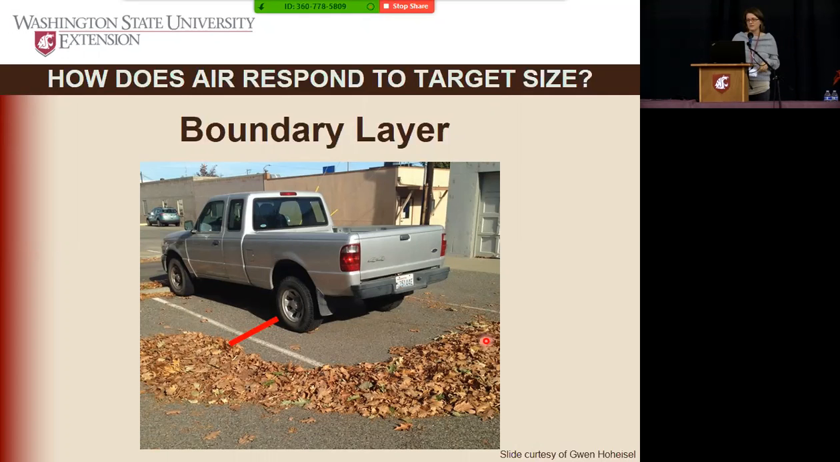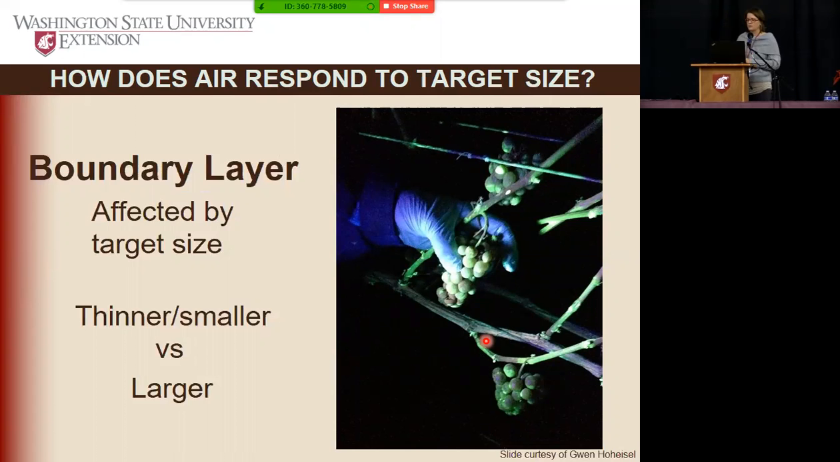Okay. So this was an event. We went out at night and you put some cool green dye in your sprayer and you decide to make your grapes glow, right? So then you can put a black light on them and you can see where the spray went. And the point of this is we had one speed that was going through, and look at the larger objects of the cane here, right? So the larger the cane, the less green there is, and the skinnier canes have more green. And that's because of boundary layer.